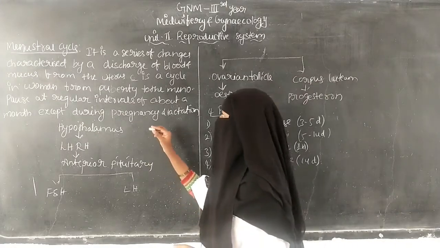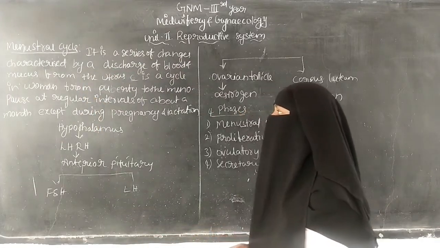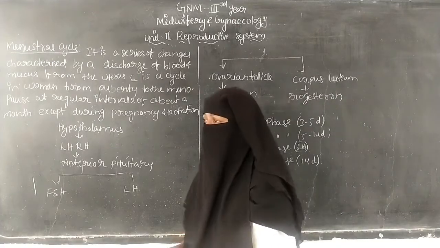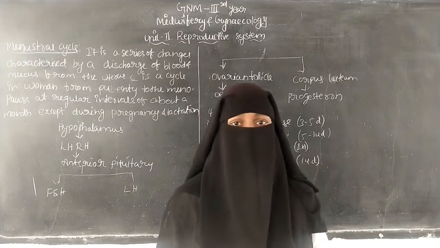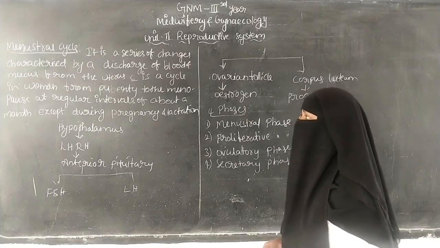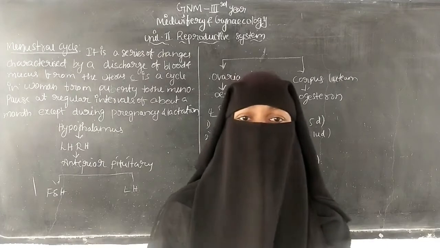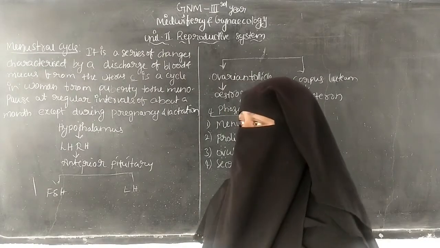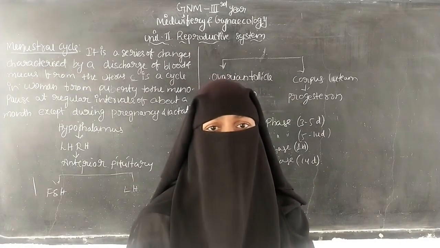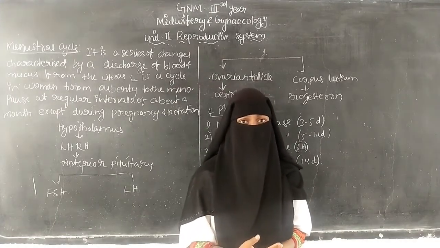The menstrual cycle is a series of changes characterized by a discharge of blood or mucus from the uterus. So the menstrual cycle means a series of changes occur in the body. During the menstrual cycle, there is a discharge of blood and mucus from the uterus.